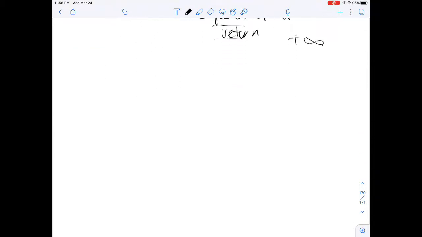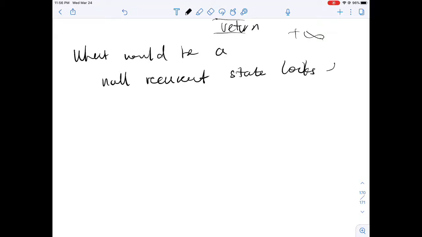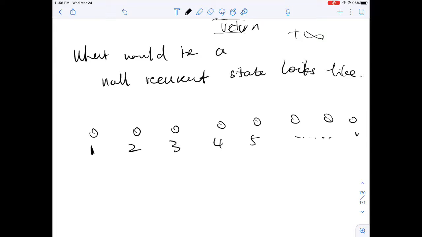Now one question we are curious about is what a non-recurrent state looks like. The textbook actually gives you an example. Basically, we have a lot of states: state 1, state 2, 3, 4, 5, and all the way down to n. Actually, it's all the way to infinity, so we do have an infinite number of states.